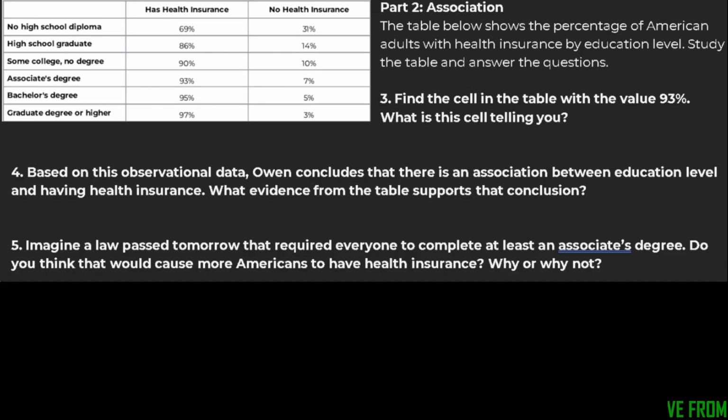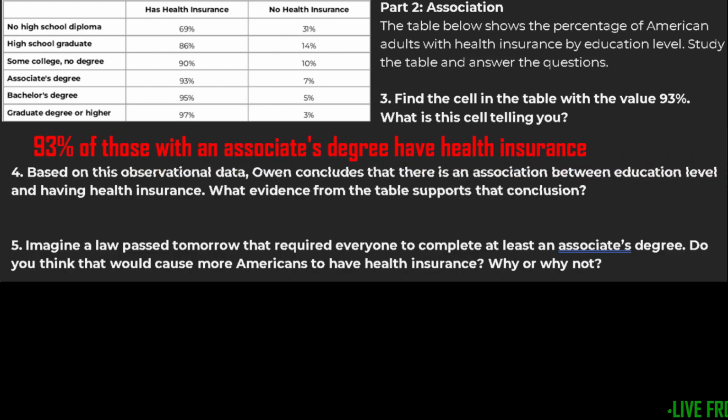All right, next part. So part two, association. So it says the table below shows the percentage of American adults with health insurance by education level. Study the table and answer the questions. So for number three, it says find the cell, which is the specific box, in the table with the value 93%. What is that cell telling you? So let's look right here. So it says 93%. That means that 93% of those with an associate's degree have health insurance. So make sure you're careful on how you organize it, making sure that's written like that.